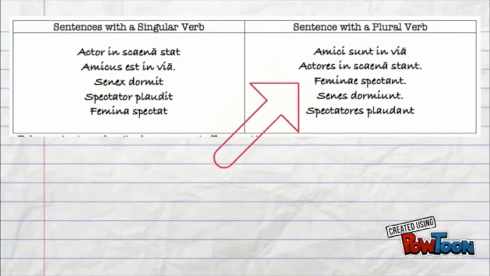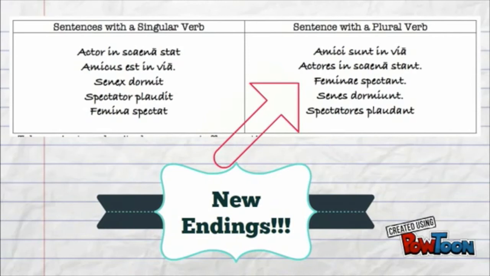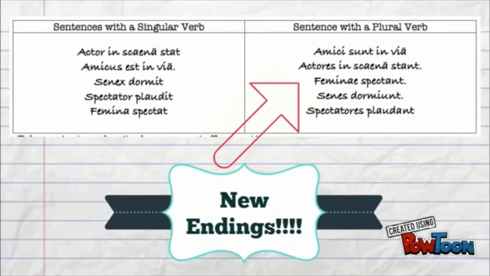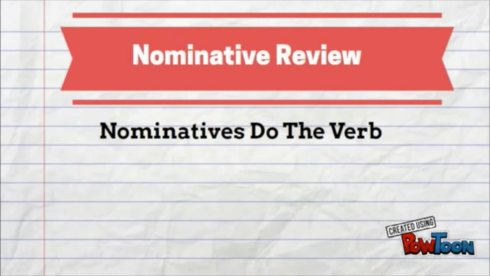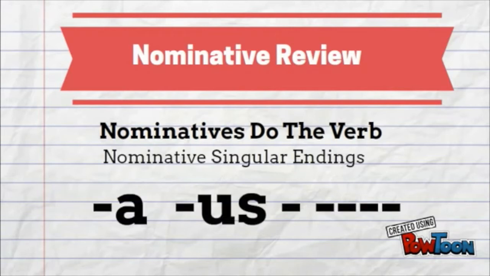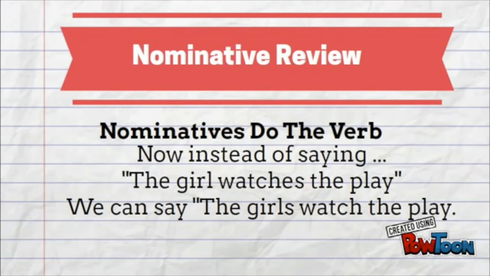Okay, Skippy, if you look in the sentences with the plural verb, you will notice that I and ES and AE and ES, those are not endings you know yet. Those are all nominative plural endings. That's right, Skippy, new endings. So just a quick reminder that nominatives do the verb. And previously, our endings have been us and the one from the book. But now we're getting a new set of endings so that instead of just saying the girl watches the play, we can say the girls watch the play.